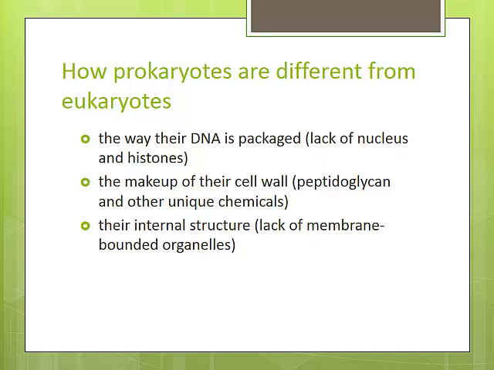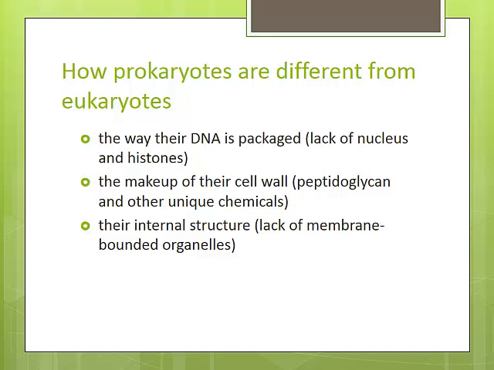And how these two differ, there are three main points of how they're different. One is the way their DNA is packaged, meaning prokaryotes don't have a nucleus. They also lack histones, which are part of DNA in eukaryotic organisms. Another thing, the makeup of their cell wall. Most eukaryotic cells don't have a cell wall. The ones that do not contain what we call peptidoglycan. It is a very unique chemical to prokaryotic cell walls.